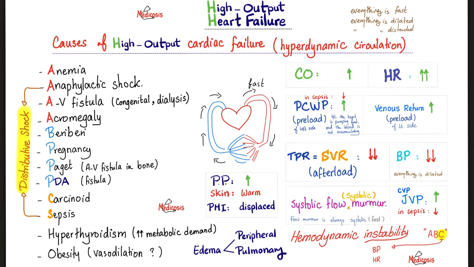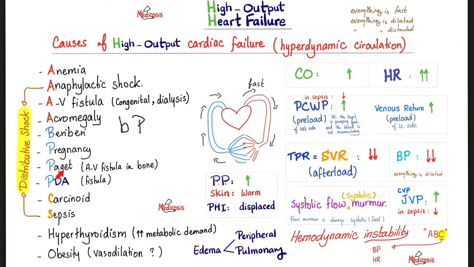The causes of isolated systolic high blood pressure, or the causes of high output cardiac failure, or the causes of hyperdynamic circulation are similar. And these are A, B, C, and S. The A's: anemia, anaphylactic shock, arteriovenous fistula, acromegaly. And then the B, and if you flip the B, it becomes a P. You have beriberi, which is vitamin B1 deficiency.